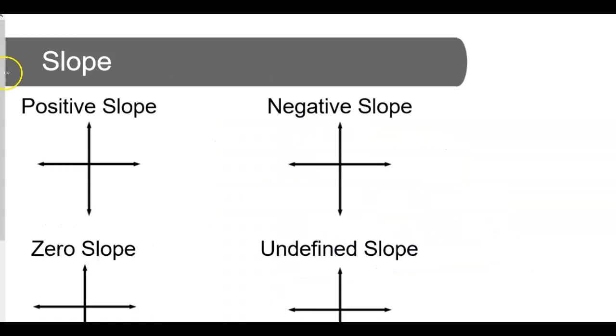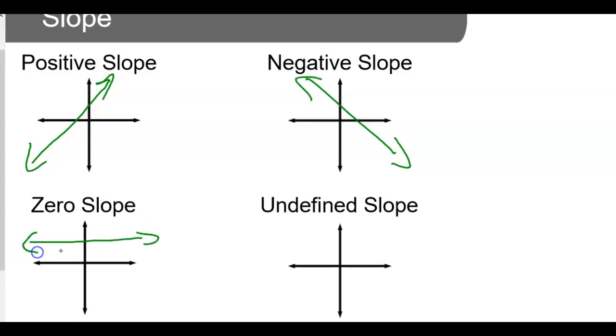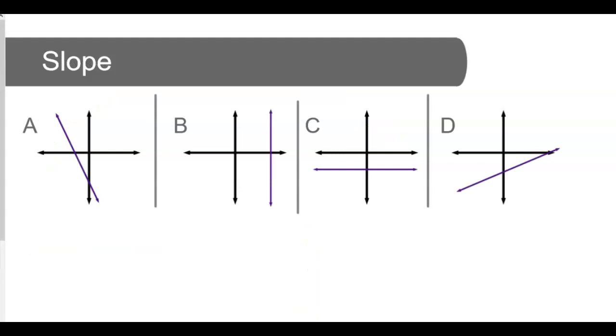So we can generalize here a little bit about the slopes. A positive slope, again, is going to go up and to the right. A negative slope is going to go down and to the right. 0 slope goes straight across horizontally. An undefined slope goes up and down vertically. And this is how you find slope.